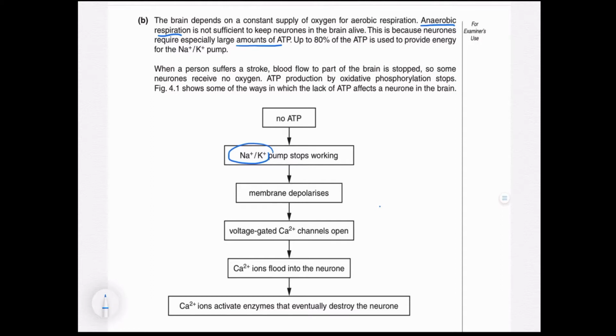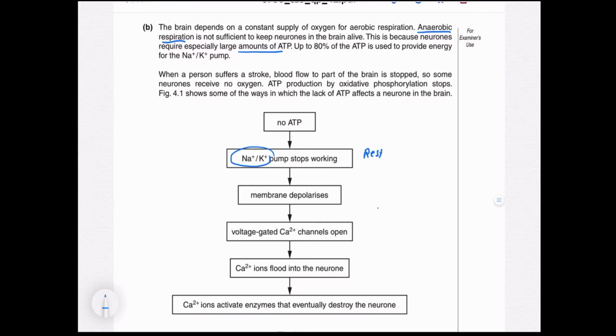Along the neuron, you need to know that when your membrane is at resting state, your membrane potential is always maintained at negative 70 millivolt. So it means that you have more positive charge ions outside and inside will be less positive, resulting in a difference of negative 70 millivolt. So now, when the sodium-potassium pump stops working, what happens? The membrane starts to depolarize. So depolarizes basically means your membrane potential starts to become more positive.